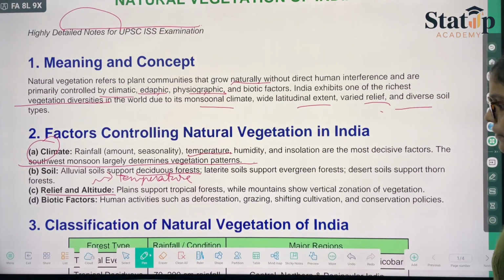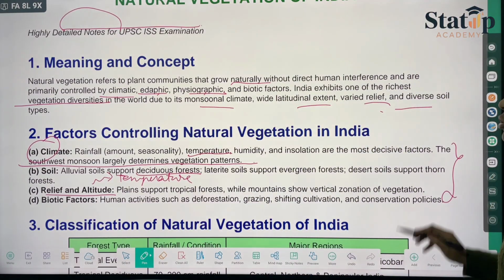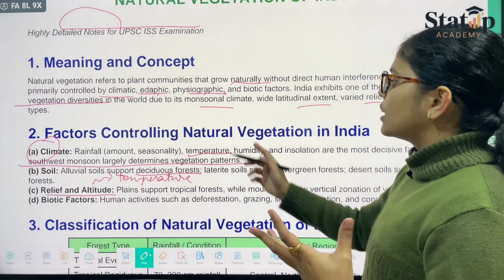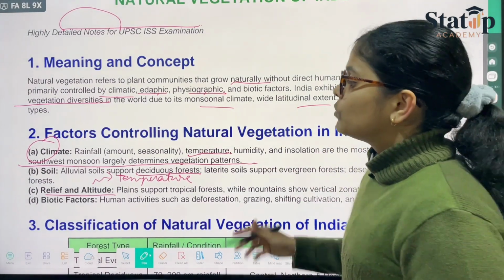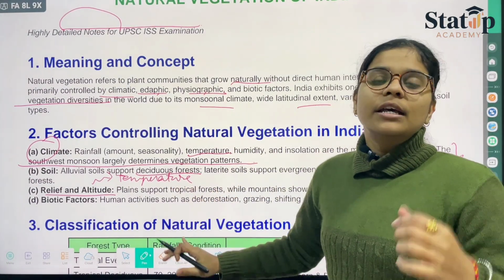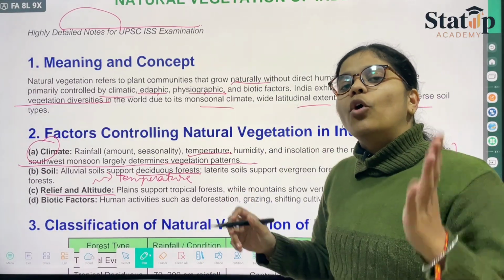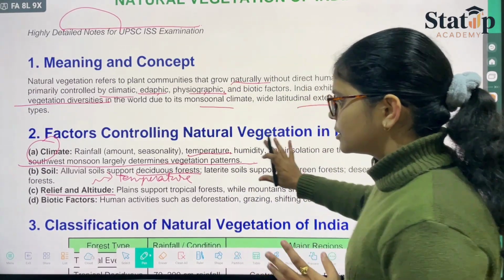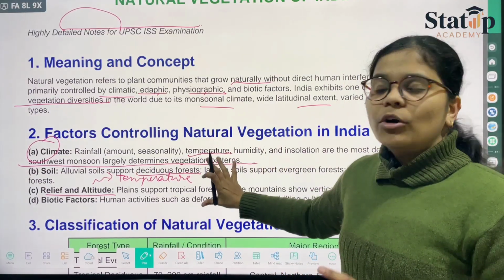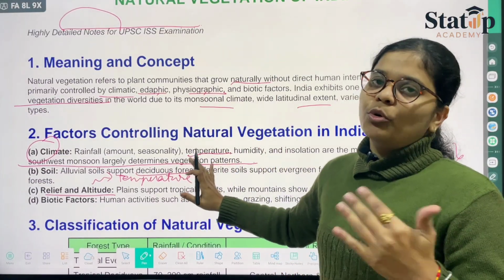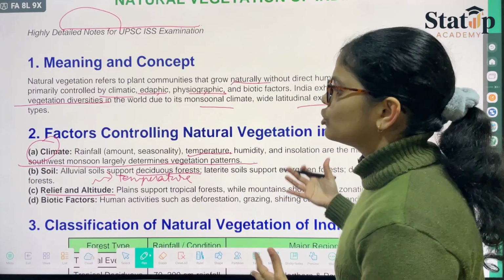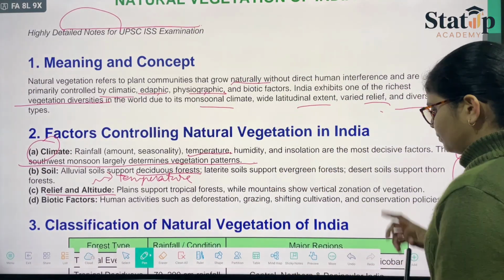Next, we have the classification. So a question could be asked, what are the factors controlling the natural vegetation in India? If you mention all these points, along with what natural vegetation means, you would be getting all 5 marks of yours. And explaining them in just the amount that is mentioned over here is more than enough for an officer to mention them in your examination.